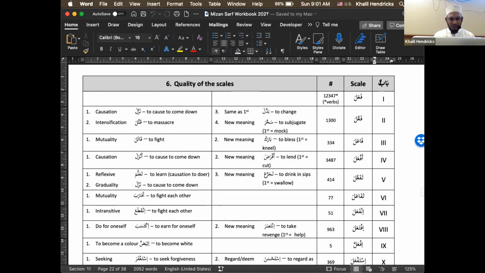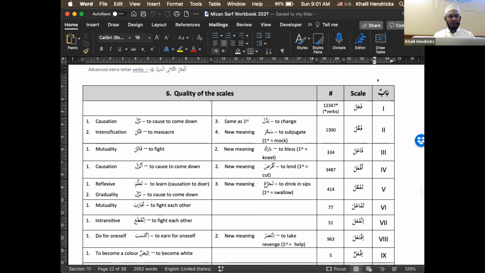We're going to focus now on the second bab. The first bab is fa'ala. The second bab is fa''ala. Let's say it all together. Fa''ala. The only difference is that there's a shadda on the middle letter. What does the second bab do to the word? It can do one of four things to the word. Inshallah, we're going to send this to you.